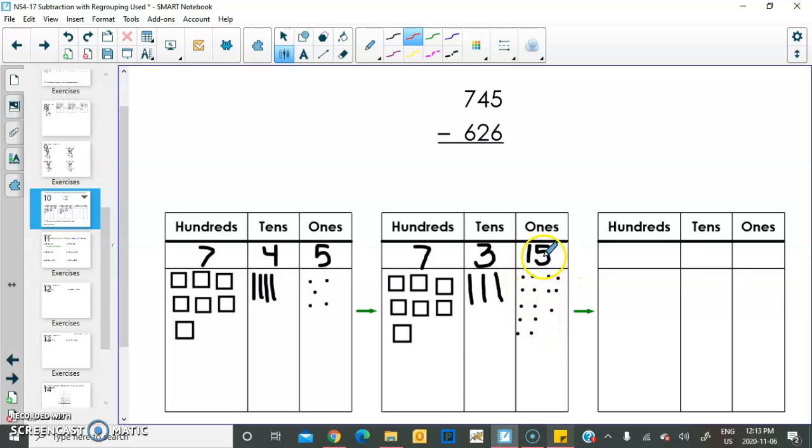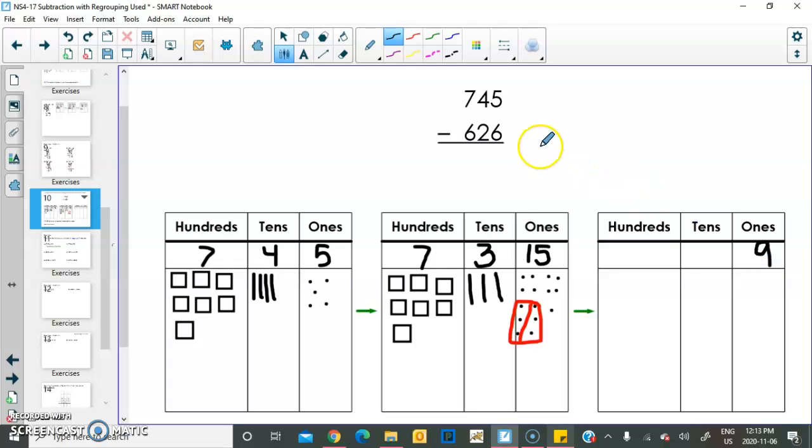So what is 15 minus 6? Well, we can circle 6 dots, or 6 ones blocks, sorry, and cross them off. So how many ones blocks do we have left now? Let's count. 1, 2, 3, 4, 5, 6, 7, 8, 9. We have 9 ones blocks.